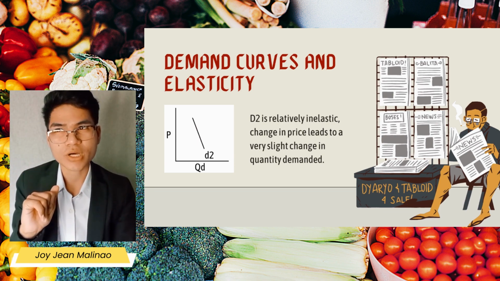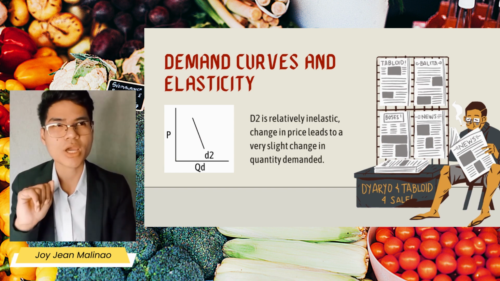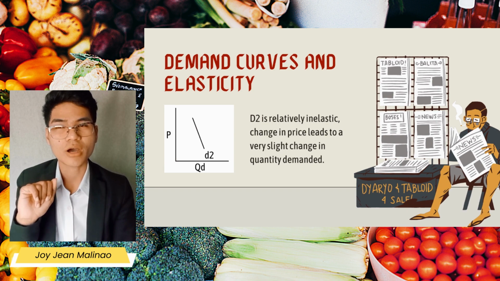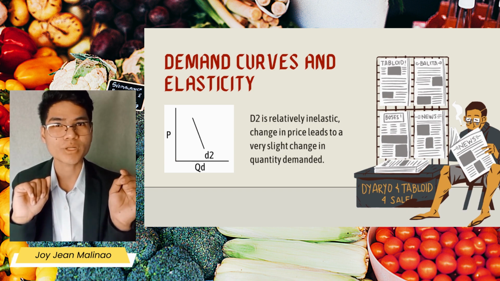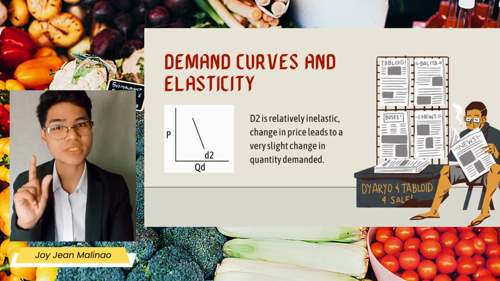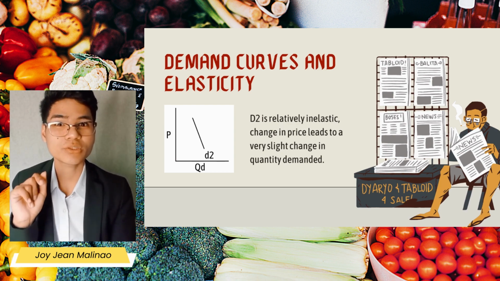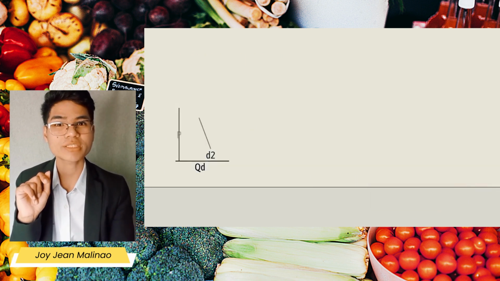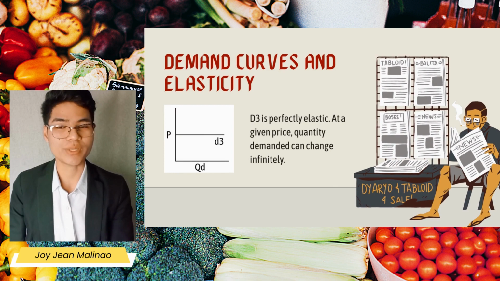The price of banana Q now is 9, 8 or 8 pesos. The best is 8 pesos. And our demand now will become 35. So there is a very slight change in quantity demanded. And I think it's very clear to you. And now let's move on to the next graph, the D3.